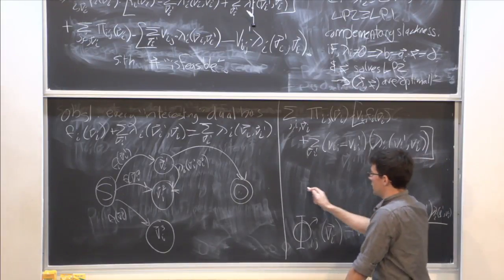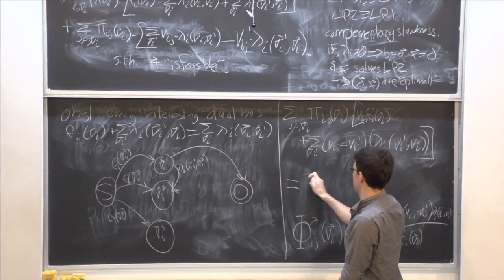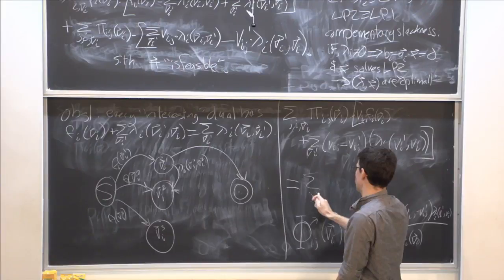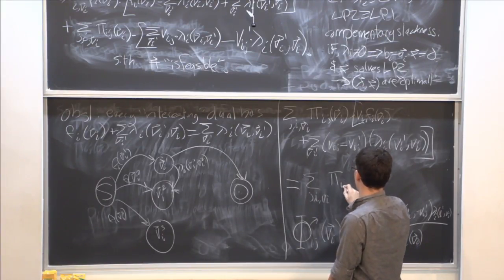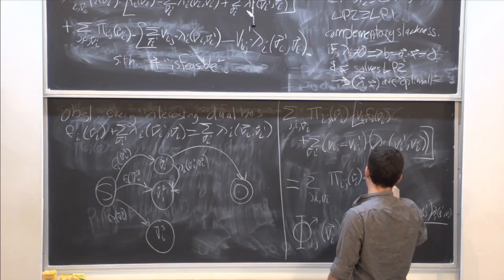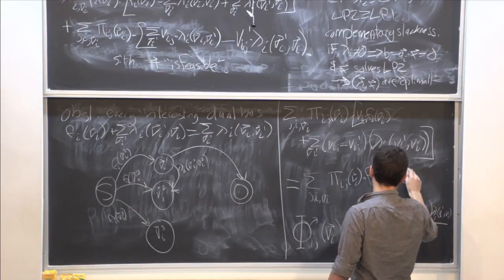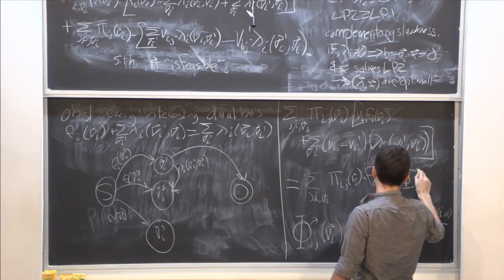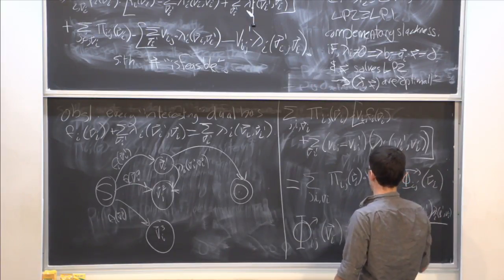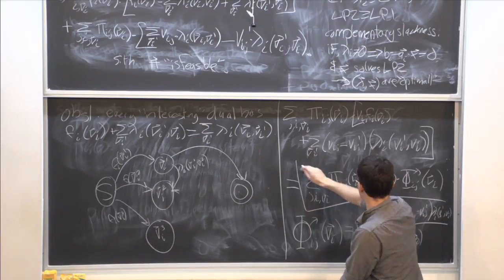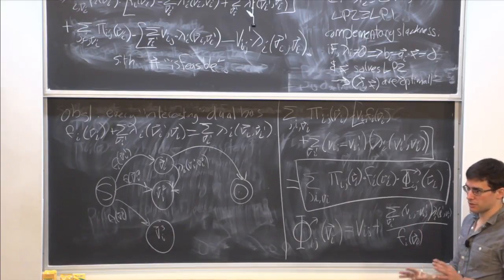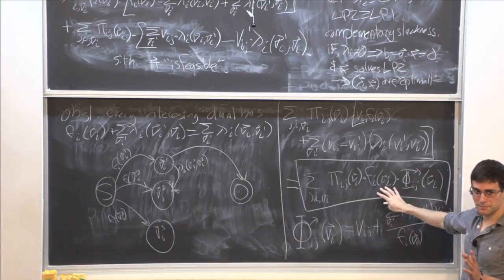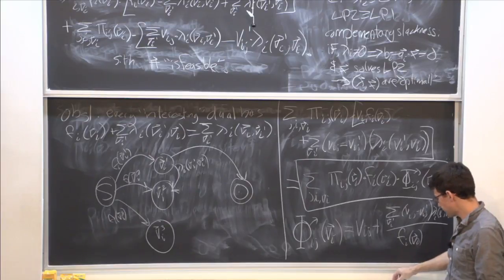Now I claim that this is also equal to the sum over all i, j, vi of pi ij of vi times fi of vi times vij lambda of vi. Okay, and now I just want to stop for a second. I want to claim this is interesting. So why is this?